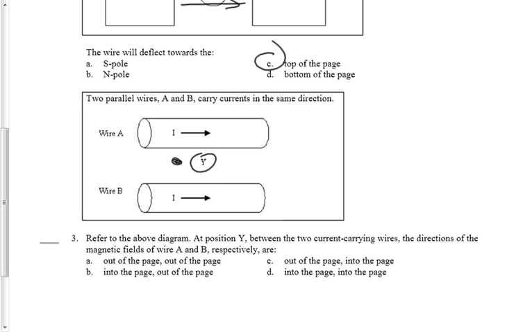What about due to wire B? Well, now let's pretend my pen is wire B. Okay, thumb in the direction of the particle, fingers field. Now I want my fingers above wire B. They're pointing into the page. So wire A, out of the page. Wire B is going to be into the page. The answer is going to be C. C again.